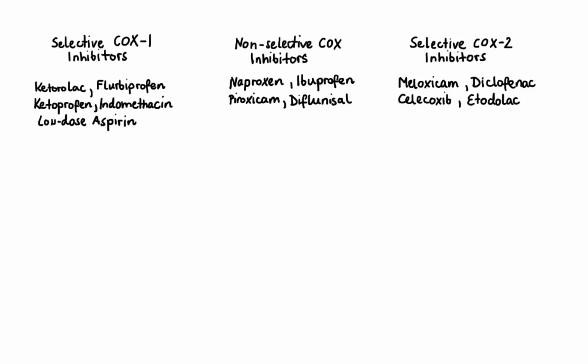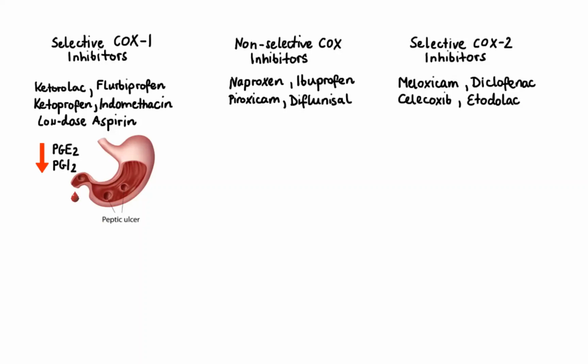So the most common adverse effects of NSAIDs occur in the gastrointestinal tract. This is where COX-1-mediated production of prostaglandin E2, PGE2 for short, and prostacyclin, PGI2 for short, plays an important role in the synthesis of protective mucus as well as regulating normal gastric blood flow. This is why inhibition of COX-1 increases risk for GI bleeding and peptic ulcers. Agents that are more selective for COX-1 are associated with the highest risk.